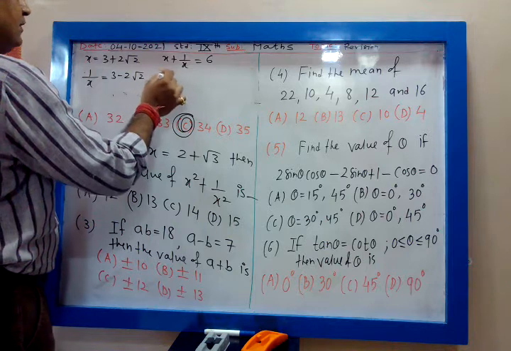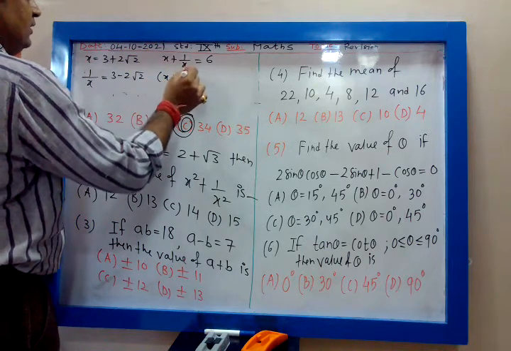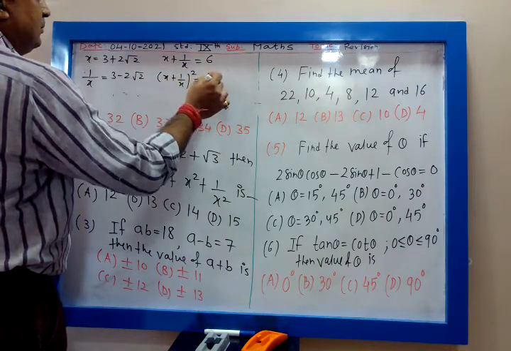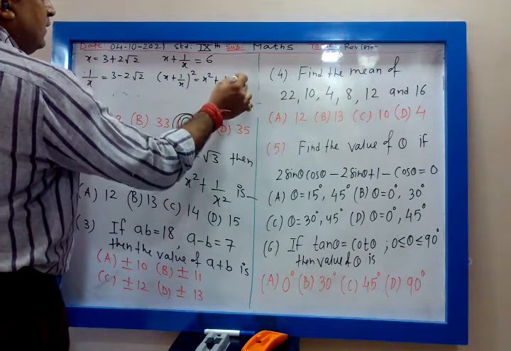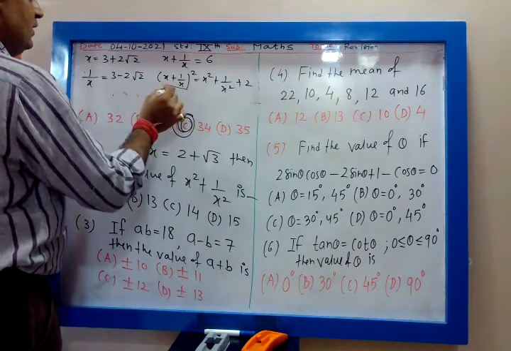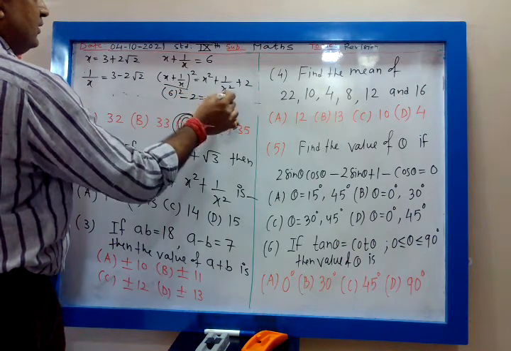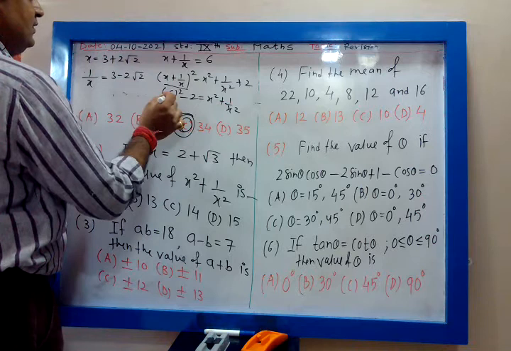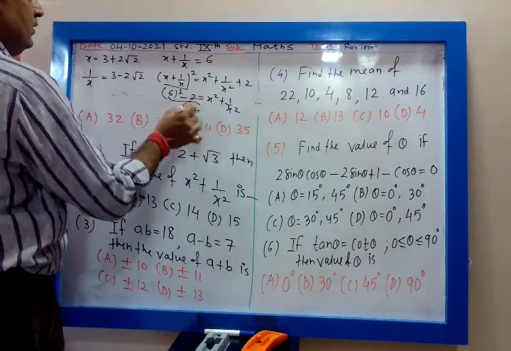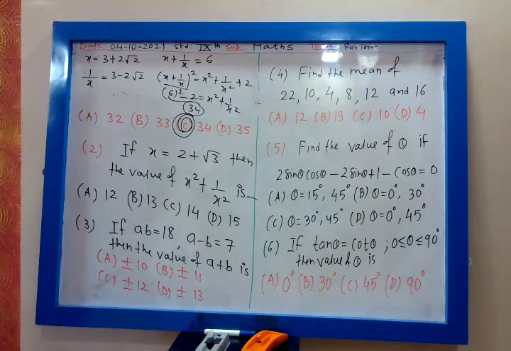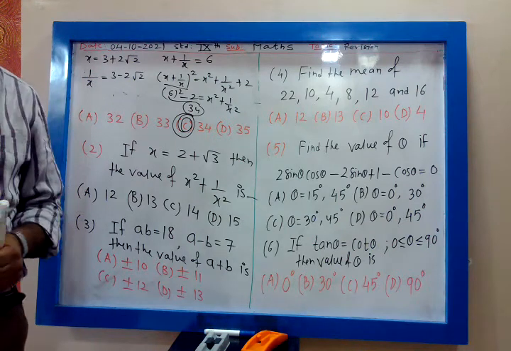Then square it. X plus 1 upon x whole square is equal to x square plus 1 upon x square plus 2. So this value is 6. 6 square minus 2 is equal to x square plus 1 upon x square. 6 square is 36. 36 minus 2 is 34. So the correct option is C, 34. Correct? Very good.